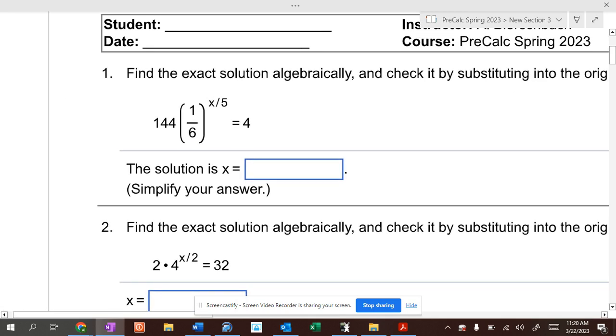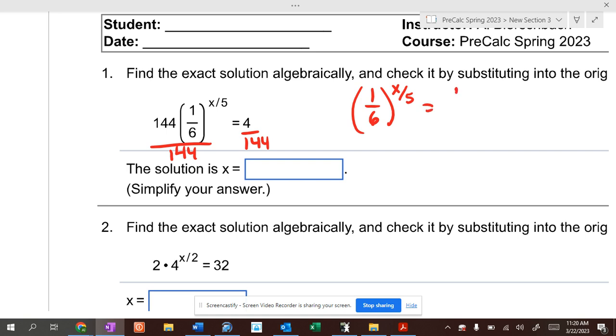Okay, if I needed to get x alone here, what would be my first step? I would divide by 144. Okay. What is 4 over 144 as a fraction? 2 over 72, which is 1/36. So 1/6 to the x over 5 power equals 1/36. Are we good with that? Okay.